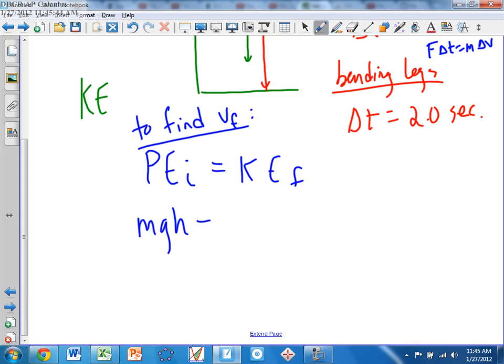Remember, people, we are looking for the final velocity. There is no initial velocity. Initial velocity is zero. The person falls.